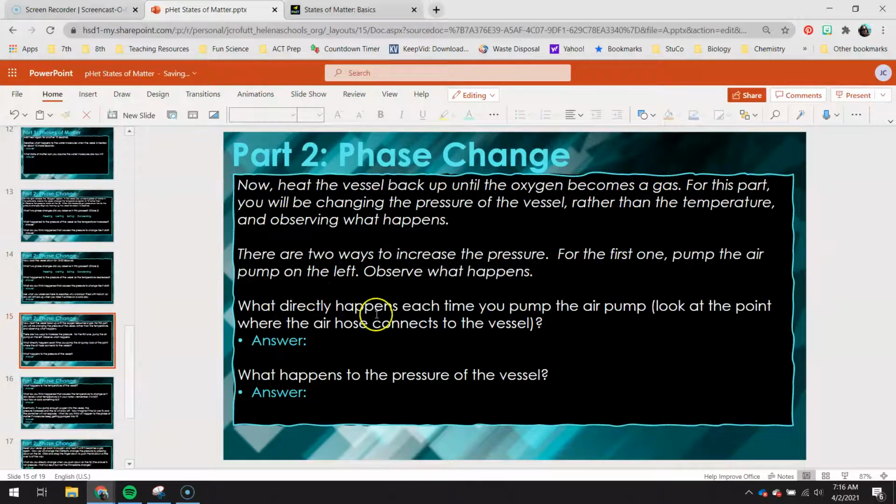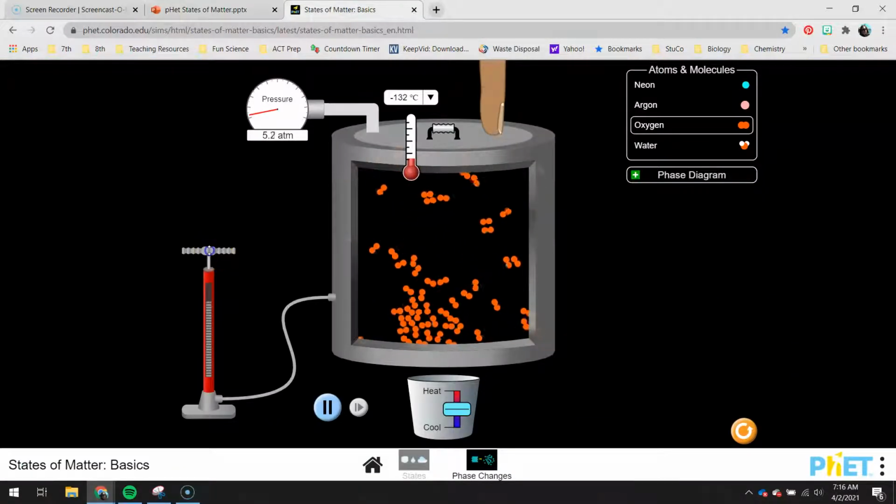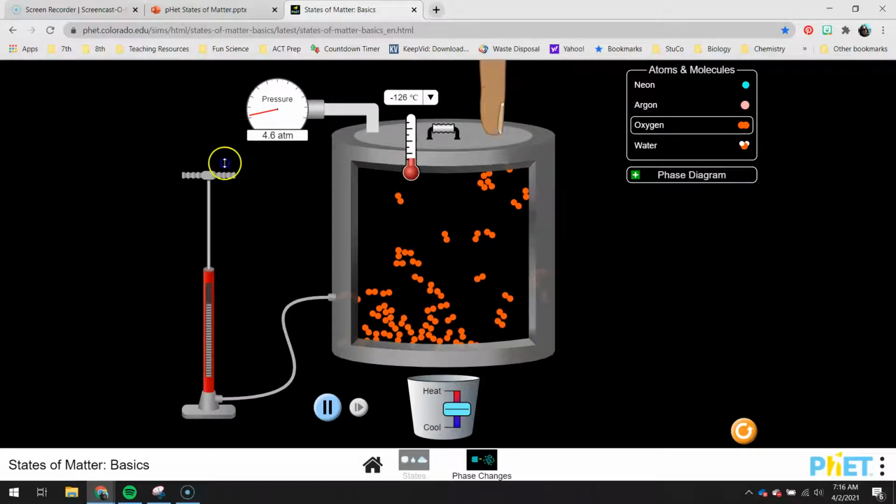Okay, now heat your vessel back up until the oxygen is a gas. For this part, you will be changing the pressure of the vessel rather than the temperature and observing what happens. There are two ways you can increase the pressure. The first one is the air pump on the left. You can click on this and hold it and then move your mouse up and down.